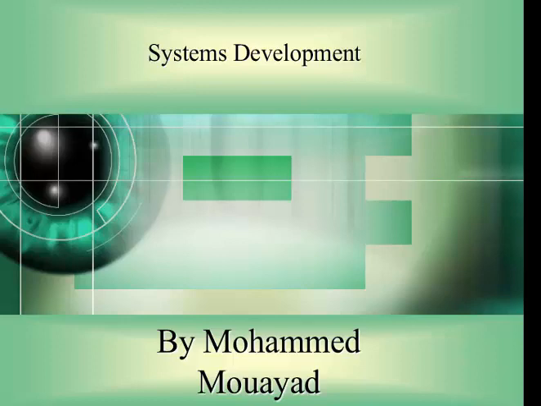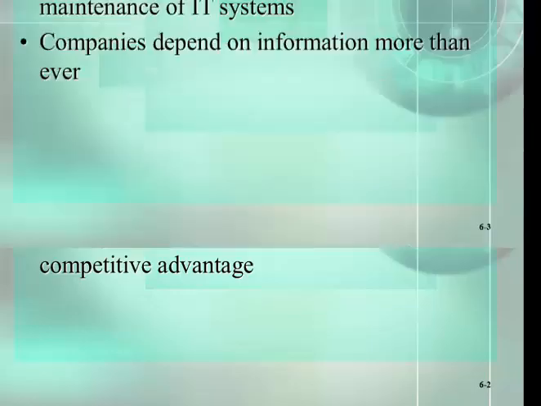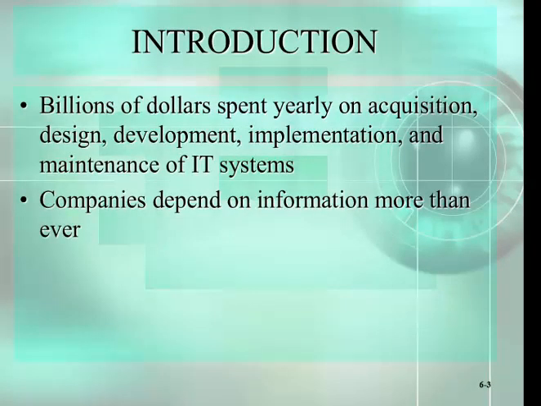I'm going to talk about system development. Introduction. Information systems are the support structure for meeting the company's strategies and goals. New systems are created because employees request them. New systems are created to obtain a competitive advantage. Billions of dollars are spent yearly on the design, development, implementation, and maintenance of IT systems. Companies depend on information more than ever.